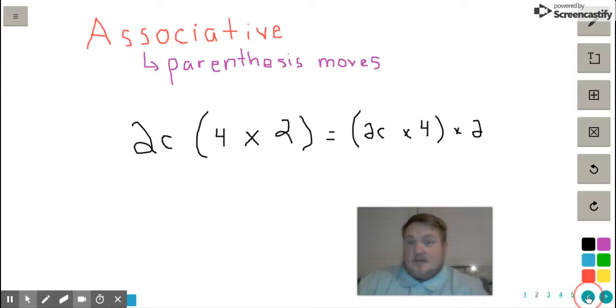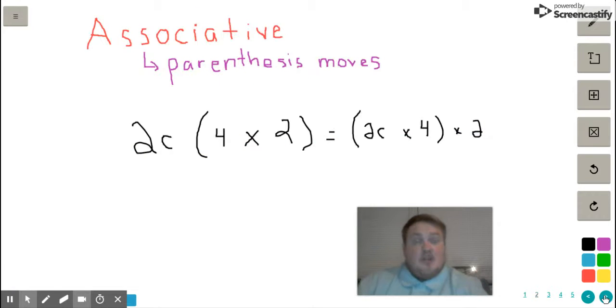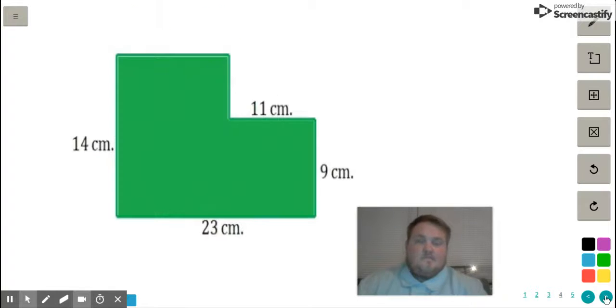So just real quick, commutative, you change order. The numbers are going to be in different spots on either side of the equal sign. Associative, you change the way the parentheses are. So the parentheses moves, but the numbers do not. And distributive, the number on the outside multiplies each item separately that's inside the parentheses.